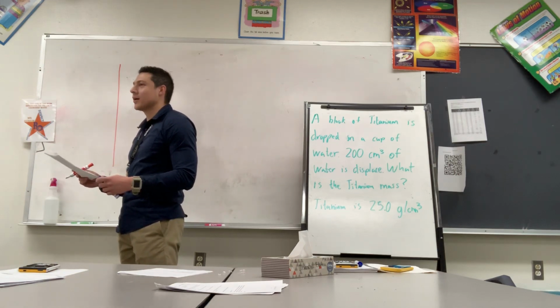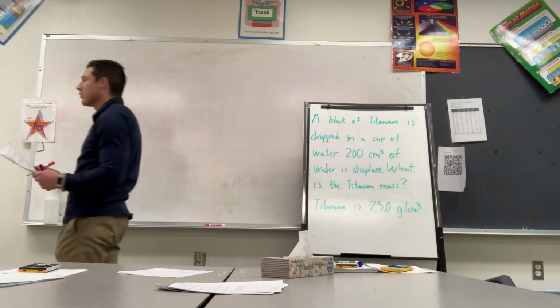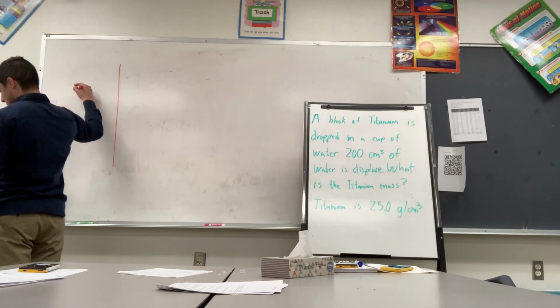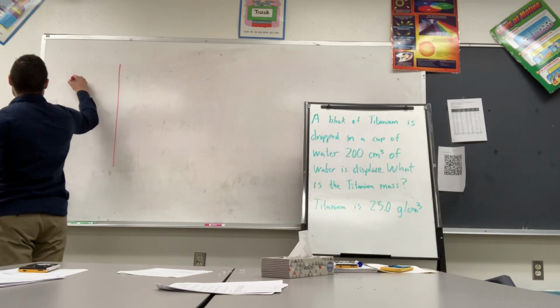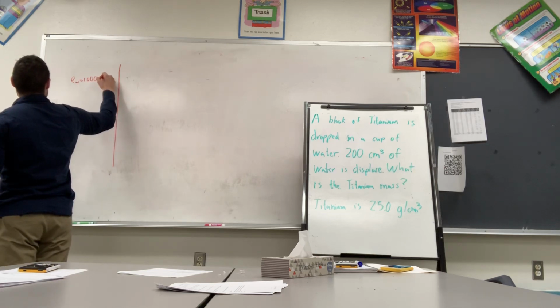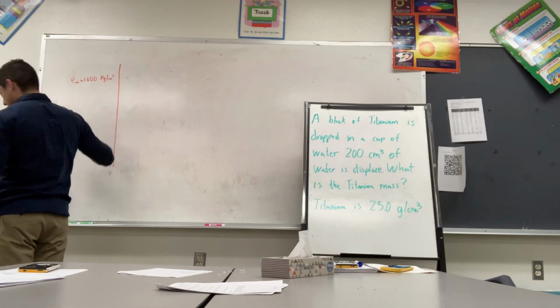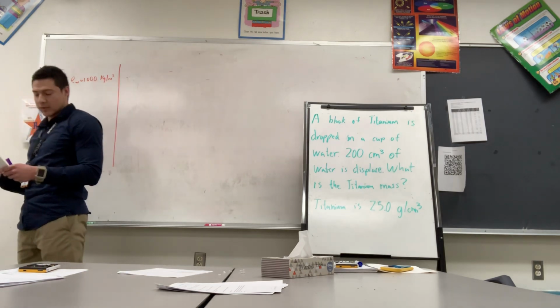All right, what can we write down? Let's write down what we know. What do we know? Density of water, 1,000. Okay. Volume is 200. Volume is 200 milliliters. Well, no, what is it, centimeters cubed? What's displaced? All right, what else?